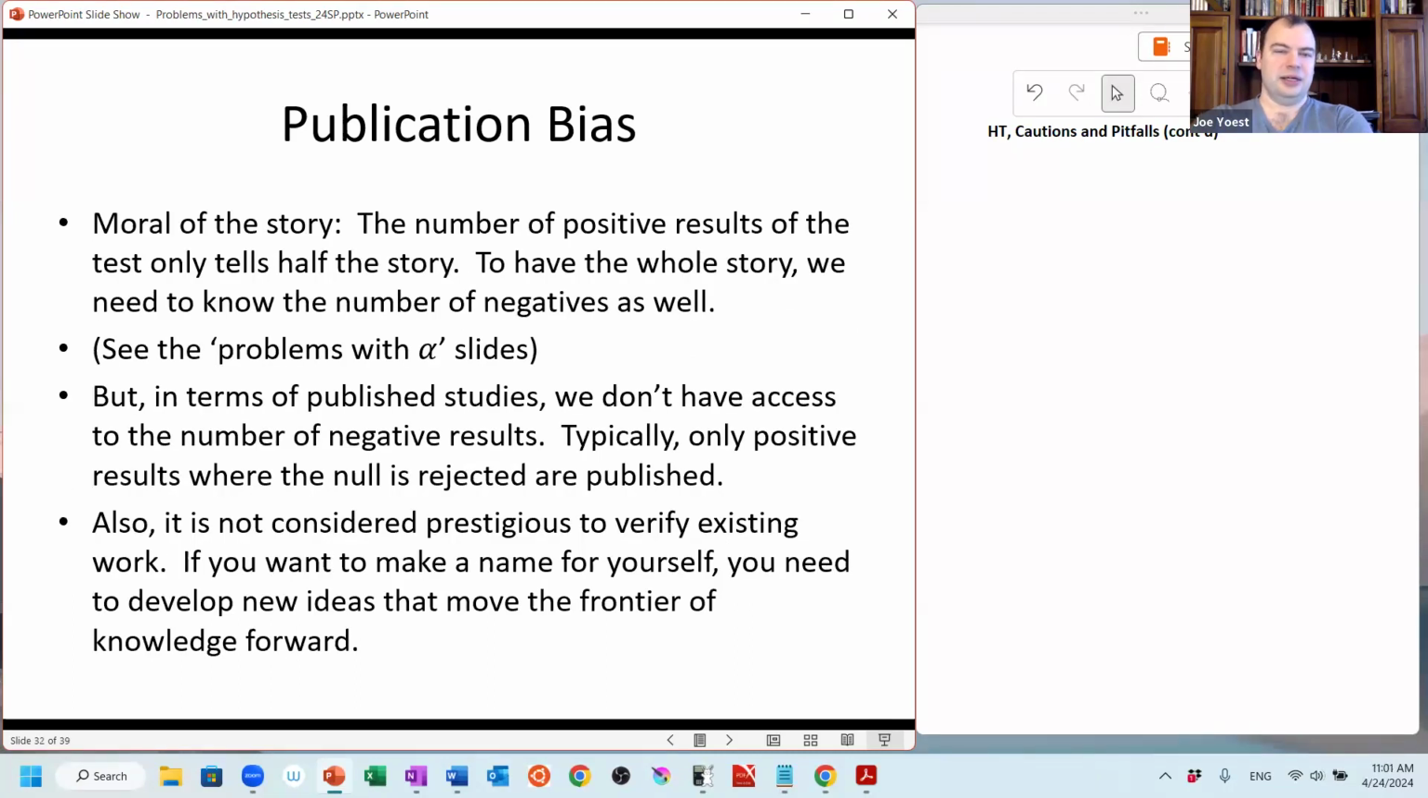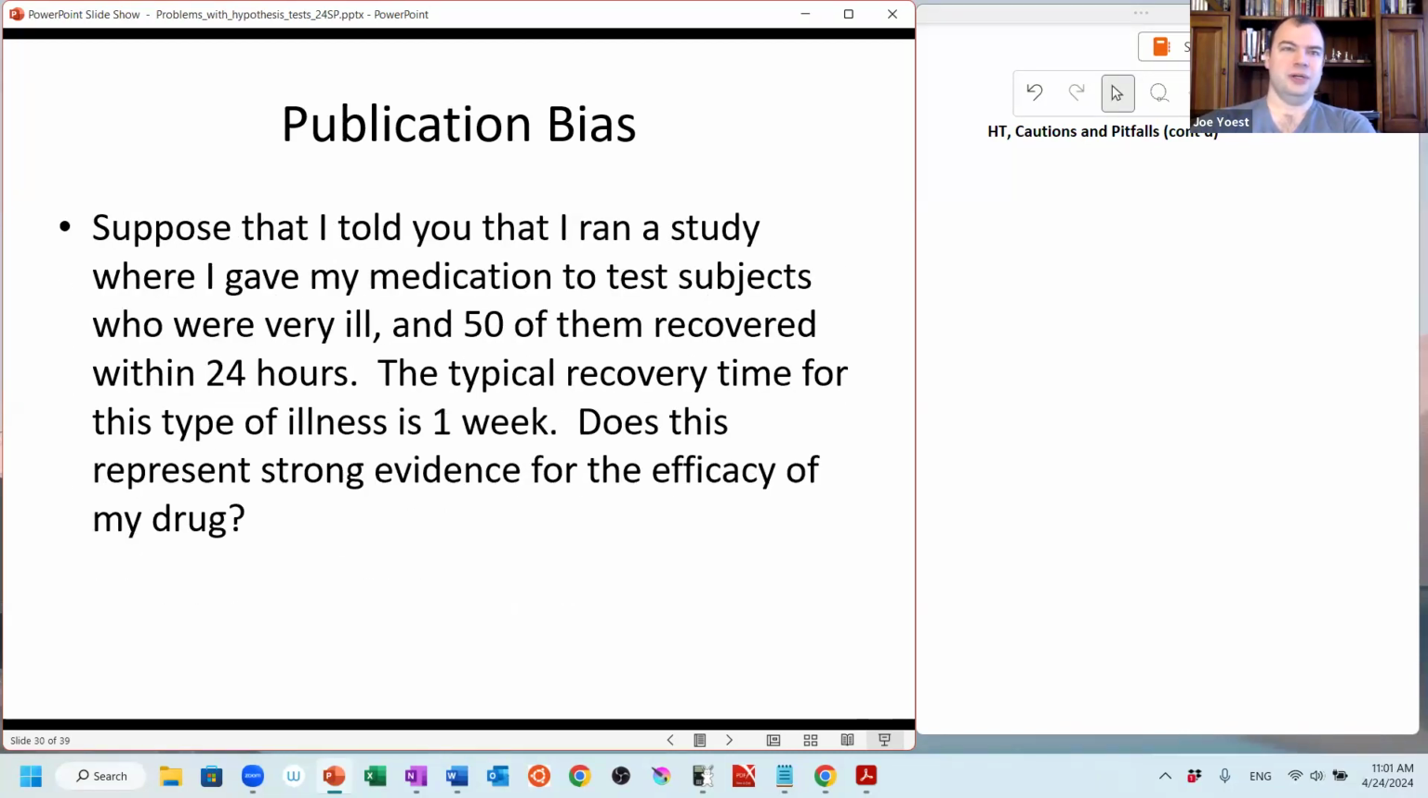The very important idea here is that the number of positive results only tells half the story. The number of negatives is at least as important as the number of positives. And if you think you wouldn't be fooled by a statement like this, I have a friend who's an actuary.